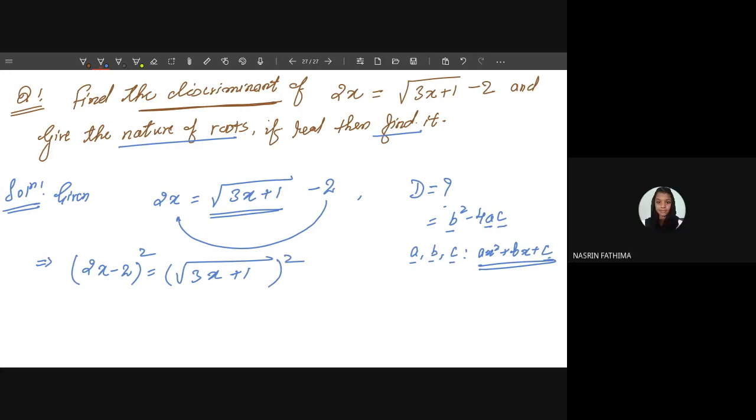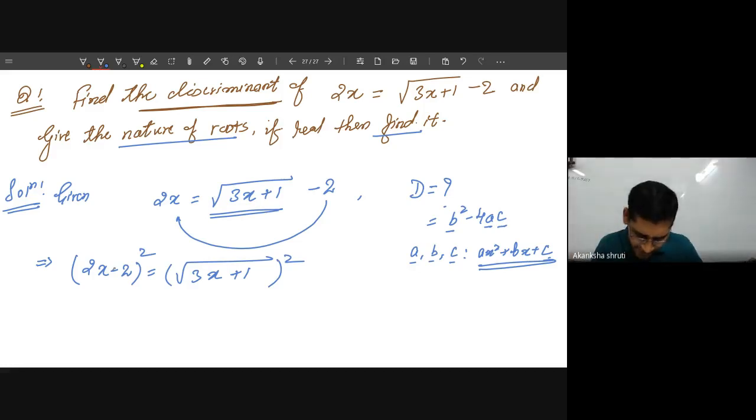Sir, this... Yes, tell me. 2x plus 2. Yes, it is plus 2. Many times the pen is not writing, that's why even though I'm writing plus, it got missed. So while bringing this 2 from the right hand side to the left hand side, the sign has changed, so that only the root term will remain on one side. Then we are going to square it.